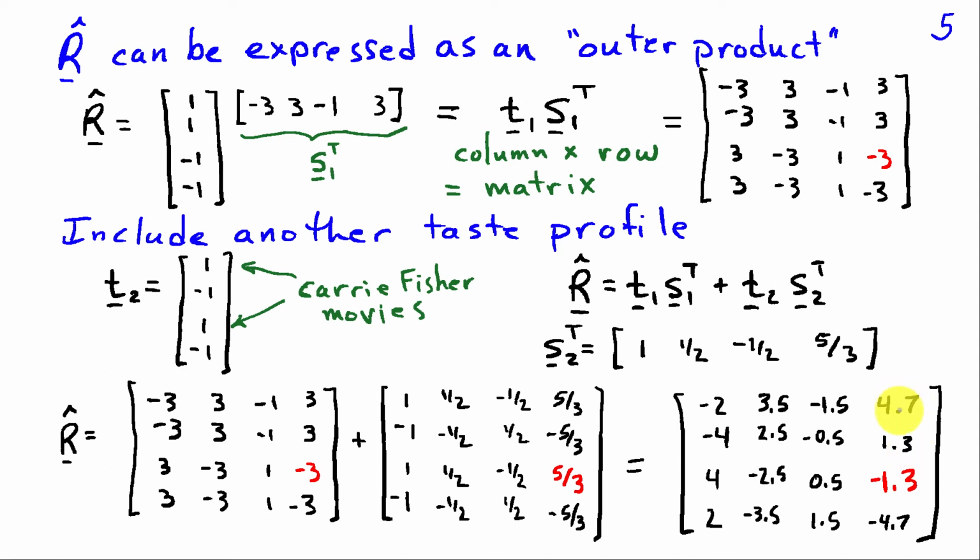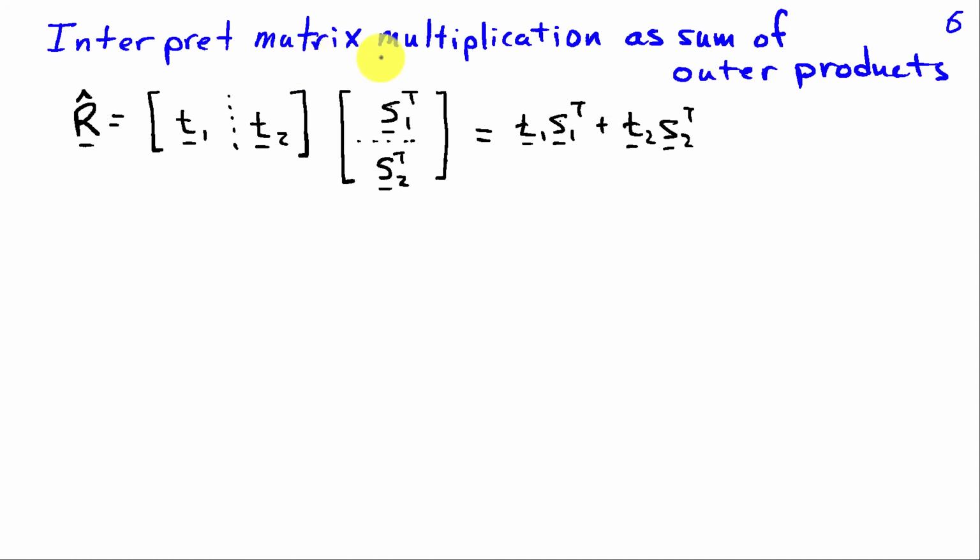The Carrie Fisher science fiction movie was rated much higher than the non-Carrie Fisher science fiction movie. So this model is going to predict that the Carrie Fisher romantic comedy would also be rated higher than the non-Carrie Fisher romantic comedy. So another way to write this is in terms of a matrix multiplication. So we put the taste vectors into a matrix on the left.